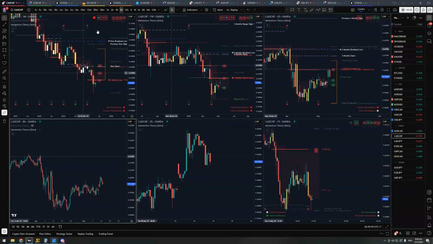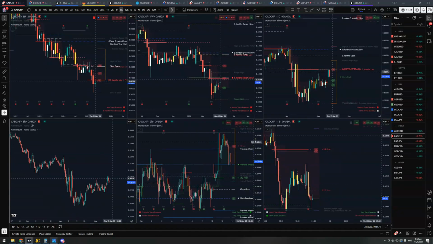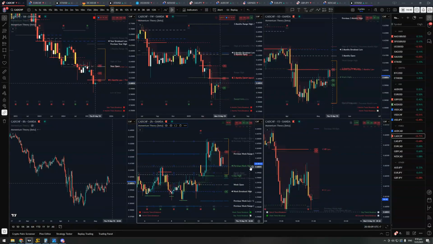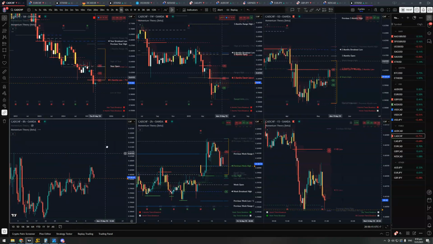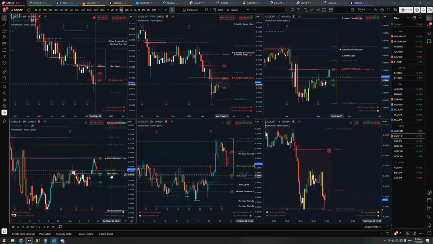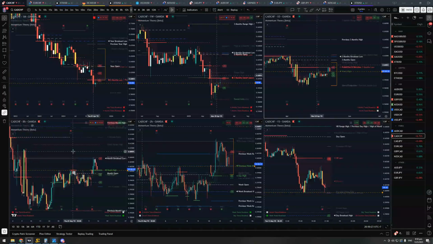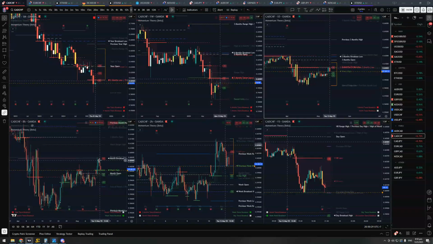CAD Swiss, have a monthly one here, so I'm looking for a fake out at previous week high. So we did break out above previous week high, looking for a fake out. Would have loved it to come up and fake out the previous day high. Didn't do that. Looking for this to get down underneath here, and then need to see some sort of pullback.